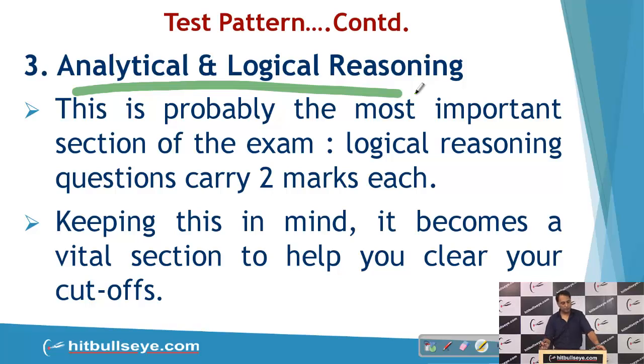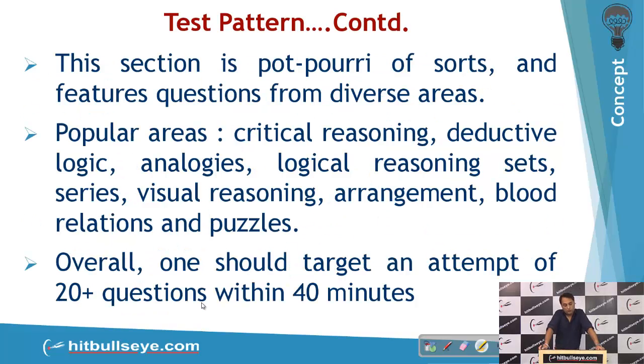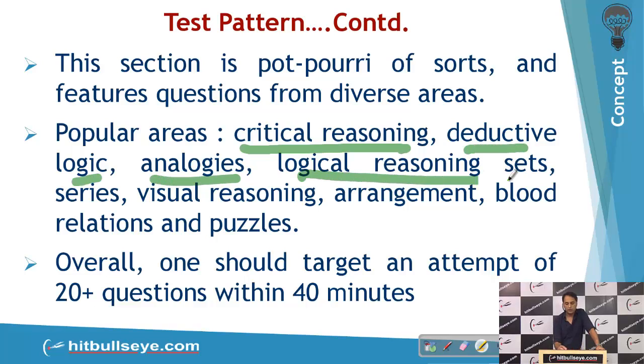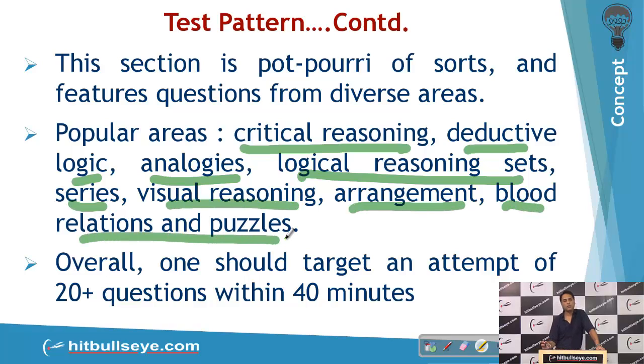Keeping this in mind, it becomes a vital section to help you clear the sectional cutoffs. This section is a potpourri of sorts and features questions from diverse areas. The popular areas in this section include critical reasoning, deductive logic, analogies, logical reasoning sets, series, visual reasoning, arrangement, blood relations, and puzzles. Now, these are typical logical reasoning areas, and practice is the buzzword here.